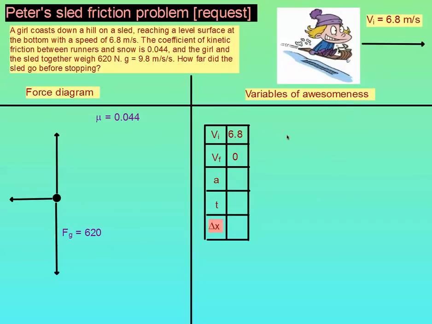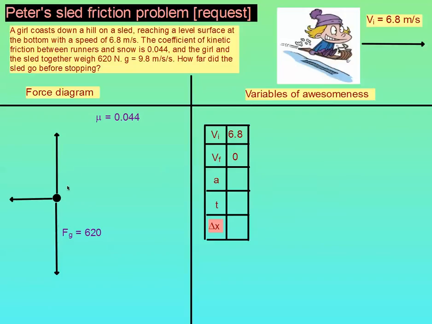Okay, so what I've done here is basically filled out all of the information that the problem told us. They told us that the force of gravity on the girl and the sled is 620 newtons, because that's what they mean by the word weight. Remember how that was a cuss word? When you see this word, it just means force of gravity. They told us the coefficient of friction is this number, which is mu, and we know the initial velocity is 6.8 and that she came to a stop, so final velocity is 0.